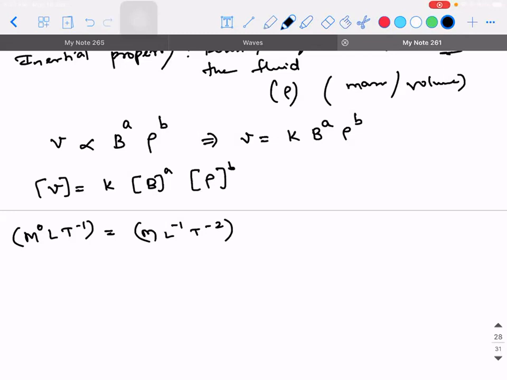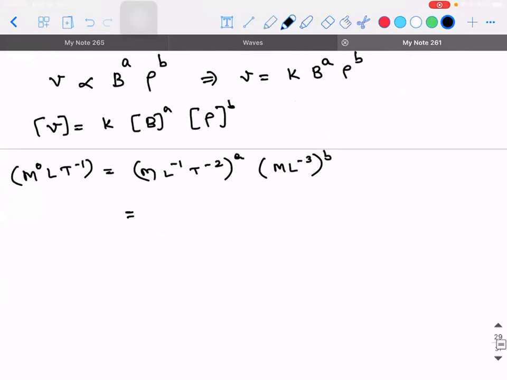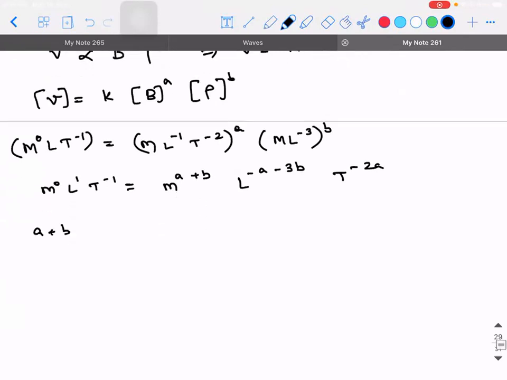Pressure is Newton per meter square. Newton per meter square is M L minus 1 T minus 2 raised to the power a. What will be the dimensional formula of density? M L minus 3 to the power b. Okay. So this will be M power a plus b, L power minus a minus 3b, T power minus 2a. This is M power 0, L power 1, T power minus 1. So a plus b is 0, minus a minus 3b is 1, minus 2a is minus 1.